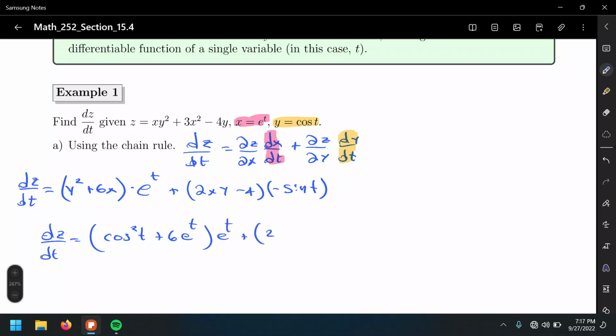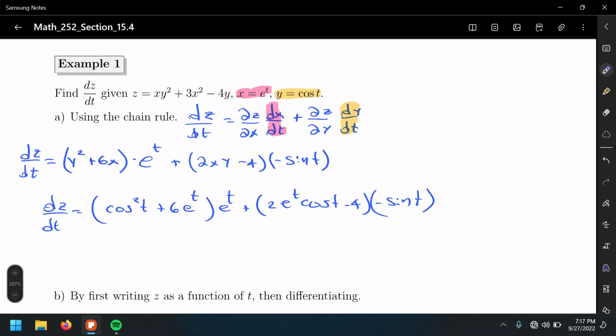plus 2x, in this case e to the t, times y, that's cosine, minus 4 times negative sine of t. So we're essentially done with differentiating this function. How about let's simplify this a little bit just to make it look nicer without too many parentheses and the signs right here.